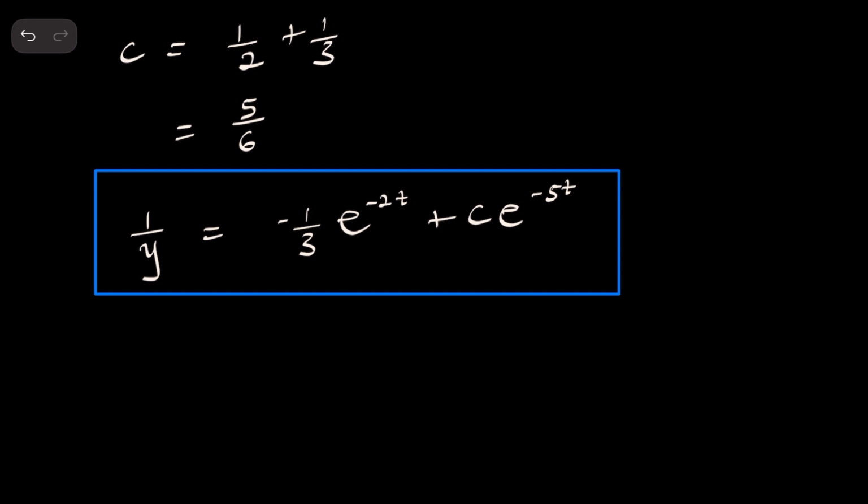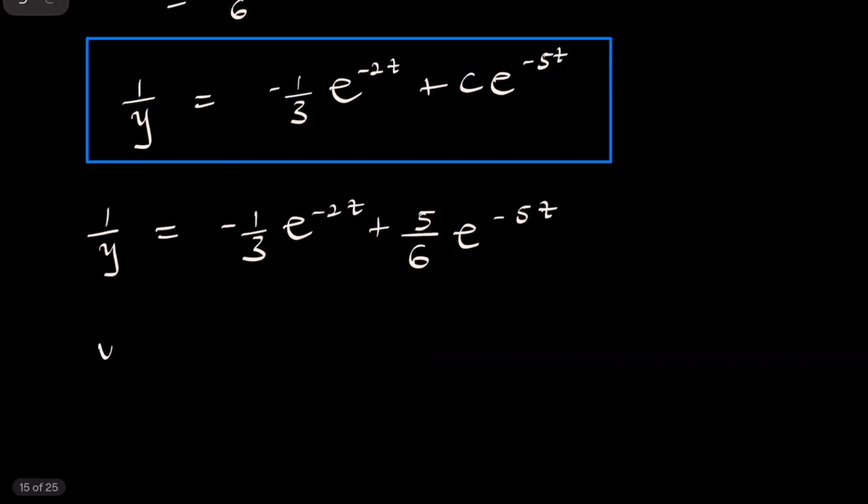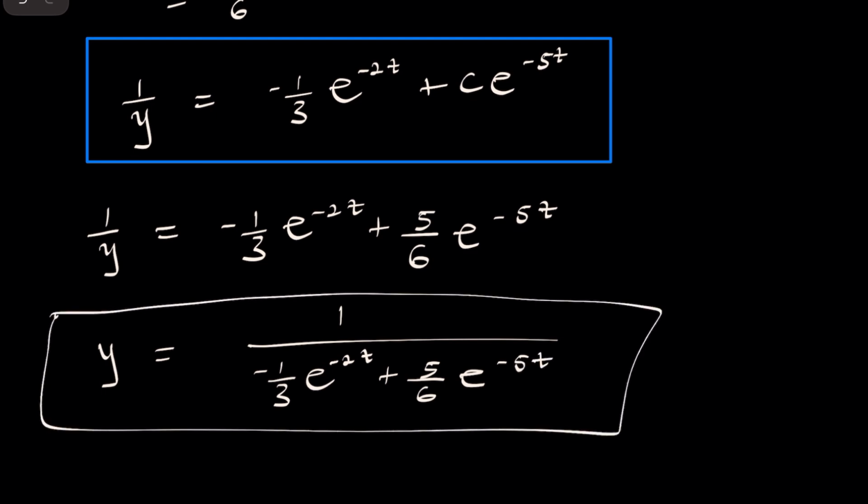Thus, our particular solution will be given as 1 over y is equal to minus 1 over 3 e to the minus 2t plus 5 over 6 e to the minus 5t. And which is the same as y is equal to 1 over minus 1 over 3 e to the minus 2t plus 5 over 6 e to the minus 5t. So this is our particular solution.